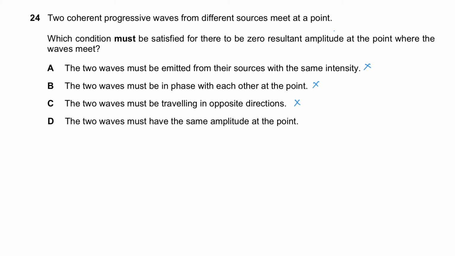D says the two waves must have the same amplitude at that point. Yes, the two waves must have the same amplitude at that point. So if one of them has a displacement of +4 and the other one has a displacement of -4, the amplitude stays 4, and they would form a resultant wave of zero amplitude. So D is the correct answer.